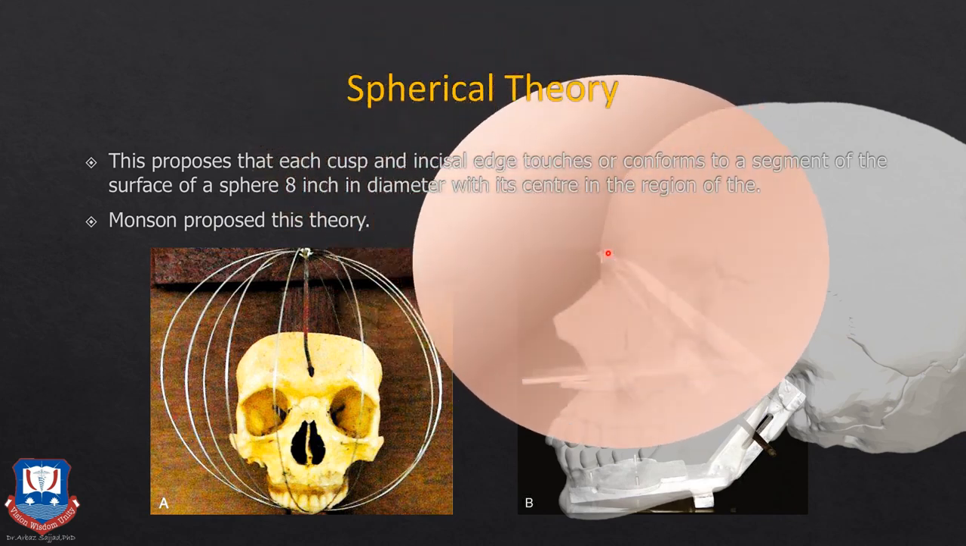So you can visualize this way. Basically Monson said that the occlusal plane is oriented to the surface of a sphere which is 8 inches in diameter and with its center at the glabella. So his articulator is based on this theory.